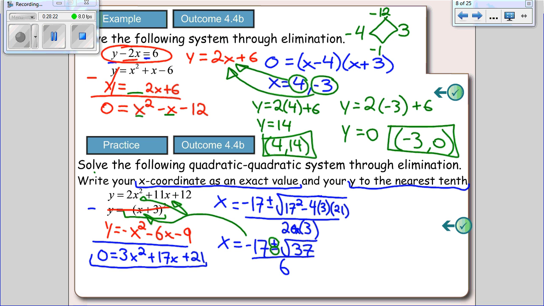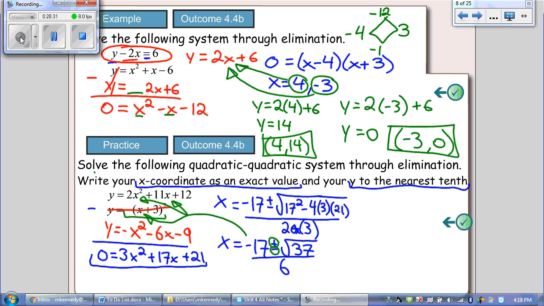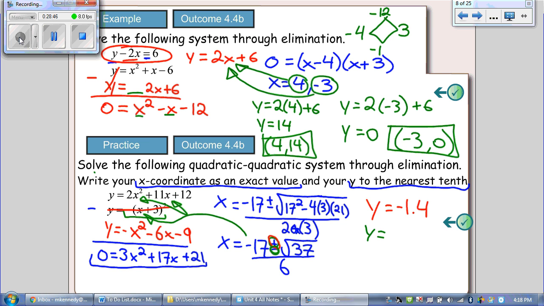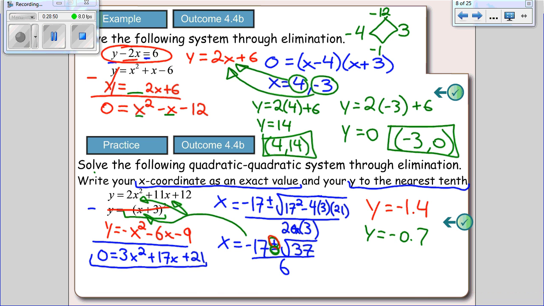you're going to get y equals negative 1.4. That's if you use the plus. If you use the minus, you're going to get y equals negative 0.7. Again, it's good you got x values, it's good you got y values. I got those y values by just putting those awful numbers for x into my calculator. I used decimals, so I put that negative 17 plus root 37 divided by 6 in my calculator to get a decimal, and then I put that decimal into the quadratic, and it gave me those y values.